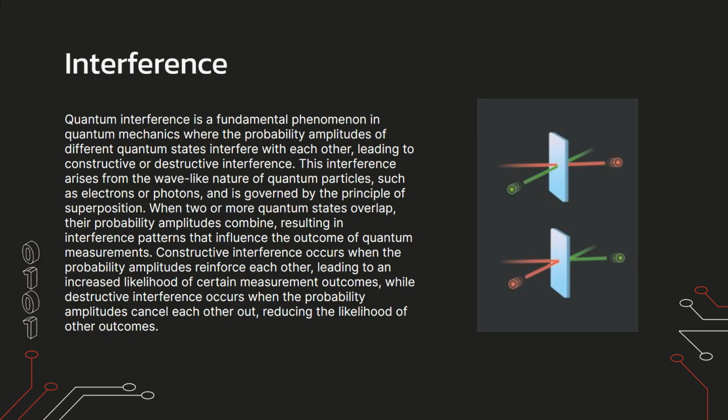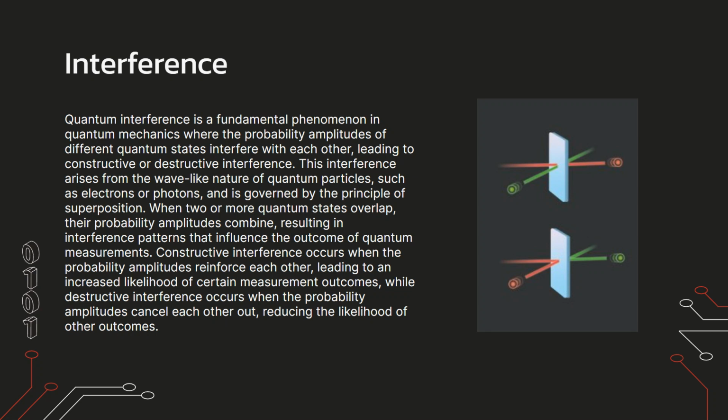Interference is a concept where the probability amplitudes of different quantum states interfere with one another, which leads to constructive or destructive interference. This interference arises from the wave-like nature of quantum particles, such as electrons or photons, and is governed by the principle of superposition once again.